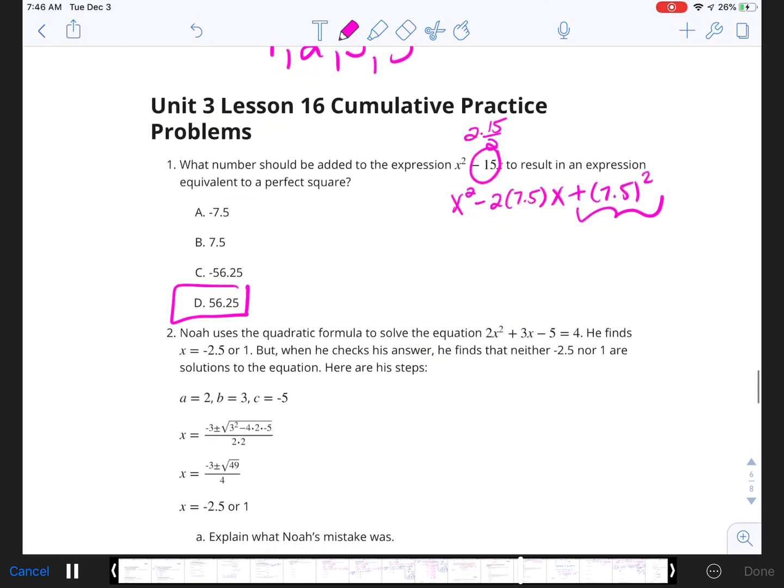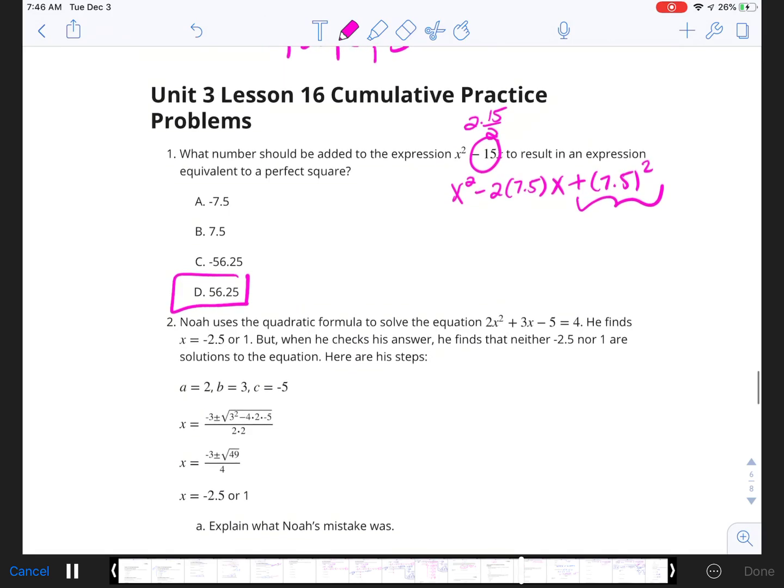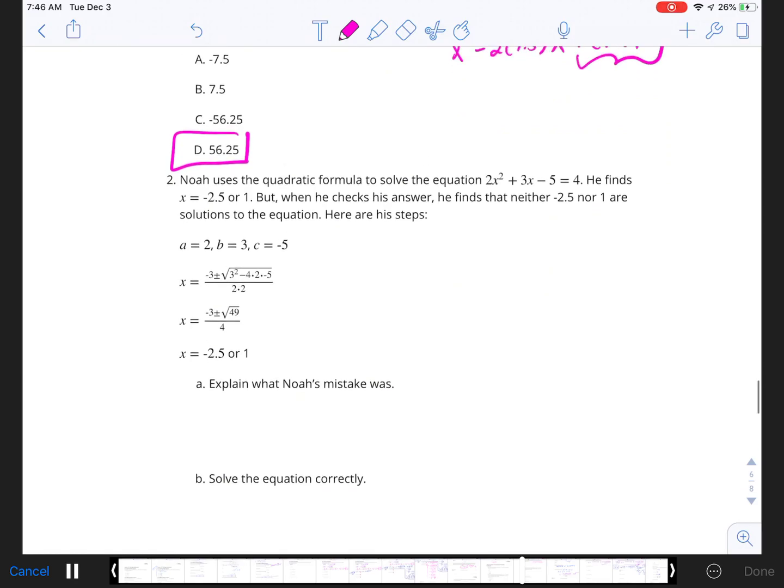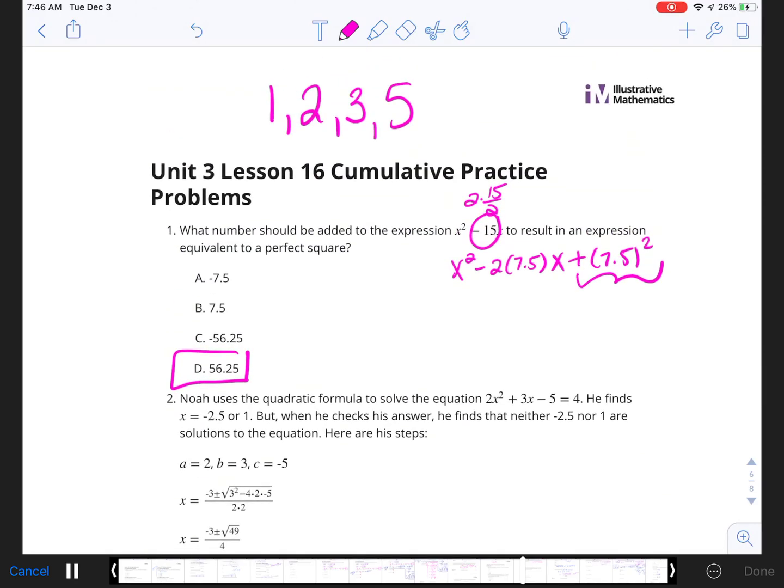All right, on number 2, Noah was using the quadratic formula to solve 2x squared plus 3x minus 5 equal to 4.